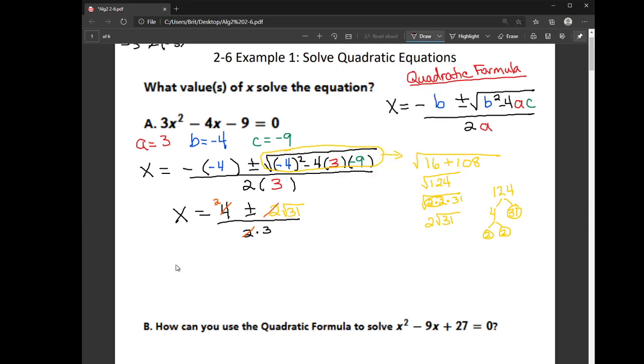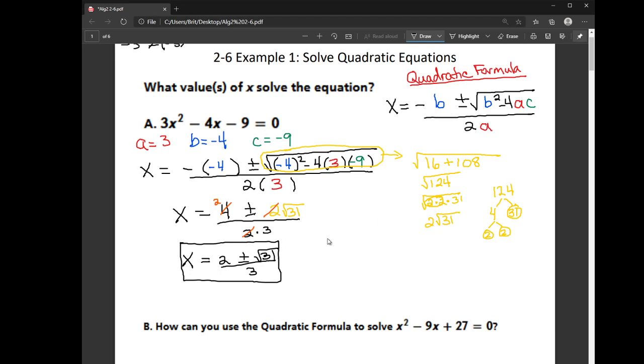Now you could multiply that to 6 and still cancel things out. I think it's just a little easier to see here. So this expression turns into 2 plus or minus the square root of 31 over 3. So that's my answer.